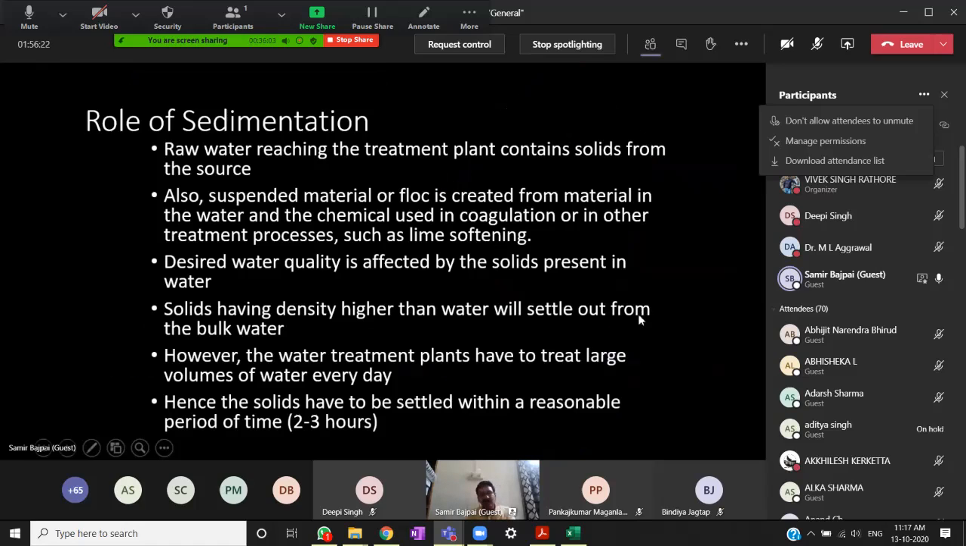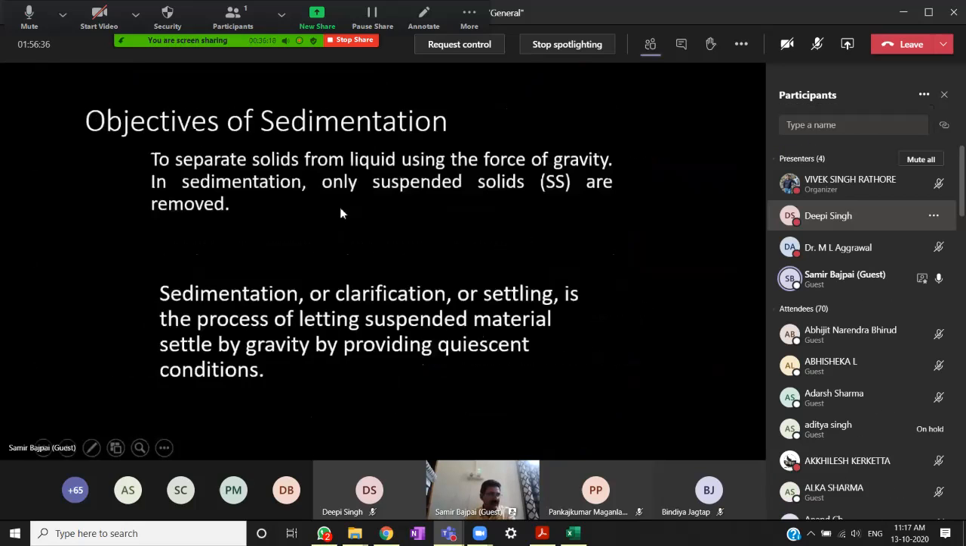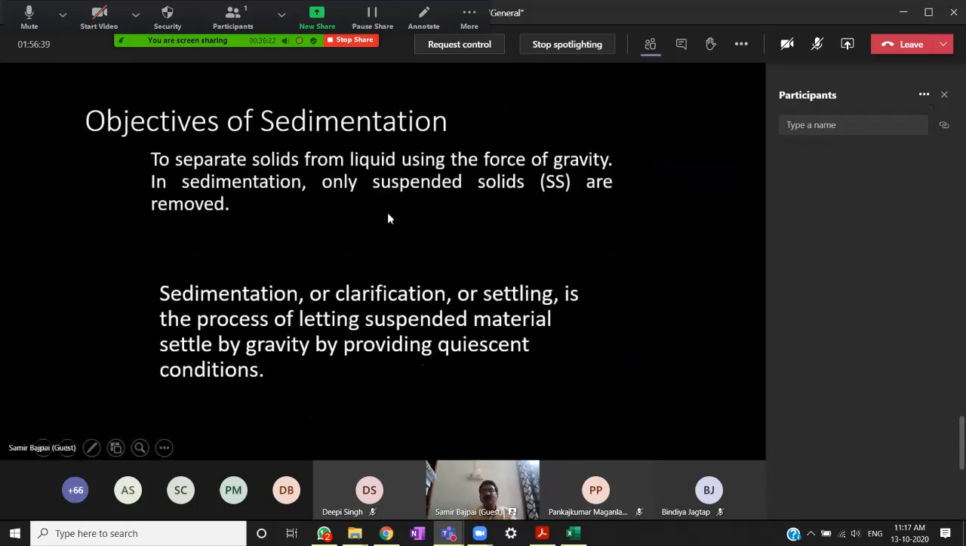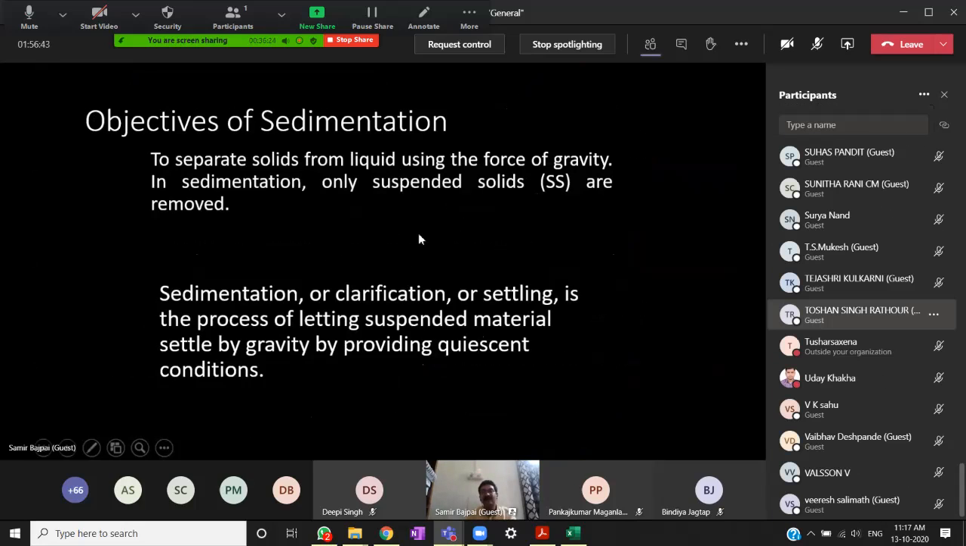Basically, if you are settling solids, your turbidity is removed, and the efficiency and effectiveness of further treatment down the line is enhanced. Because of that, usually sedimentation is provided. The purpose of sedimentation is to settle out suspended solids within a reasonable settling time, a reasonable detention time.